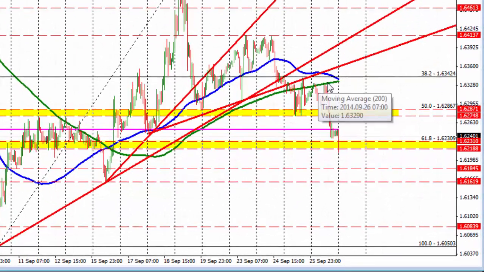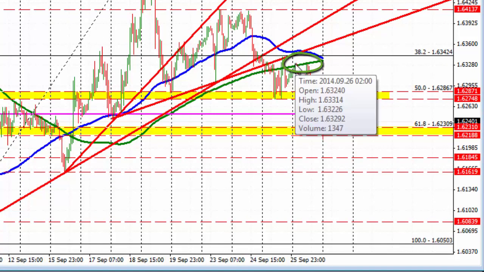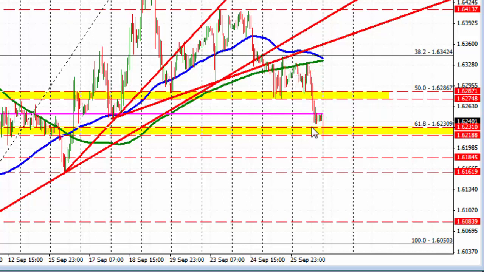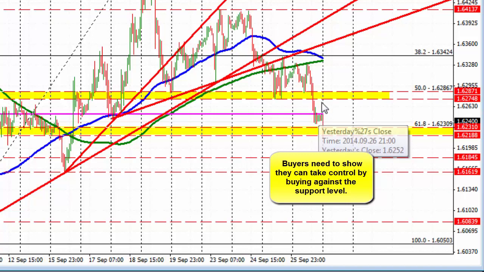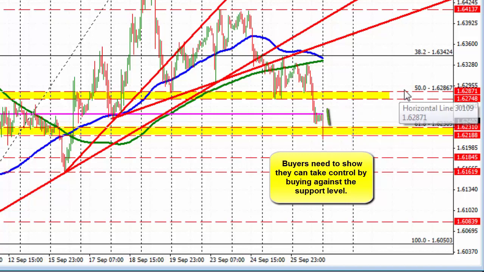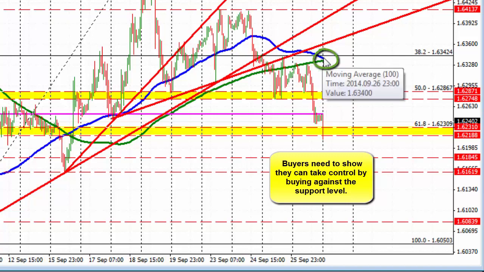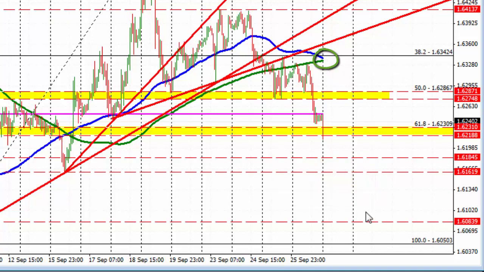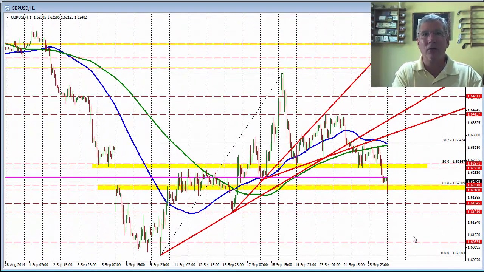Moreover, on Friday, what did we do? We held the resistance against the 200-hour moving average. So that bias is also showing to the downside. So it's up to the buyers to show that they can buy against this level and move the price back above the 75 to 86 level, and then get the price above the 100 and 200-hour moving averages up here, the green and the blue line. If the buyers cannot do that, the bias is going to remain to the downside for the pound versus US dollar, and we're going to be looking at more downside.